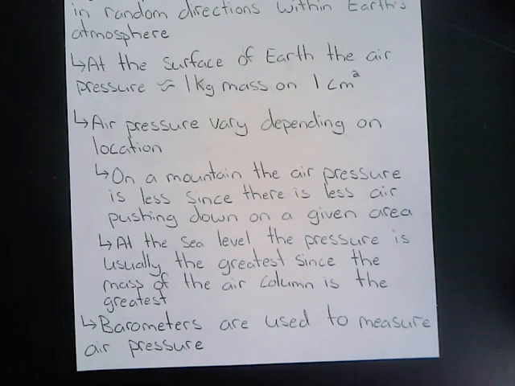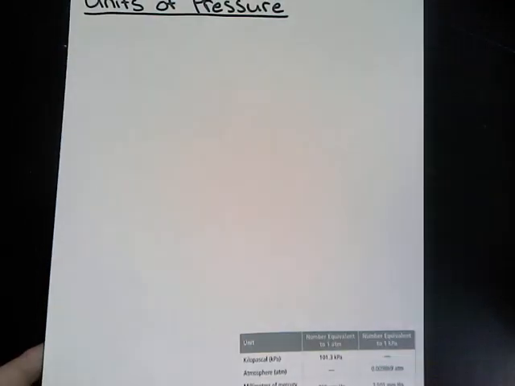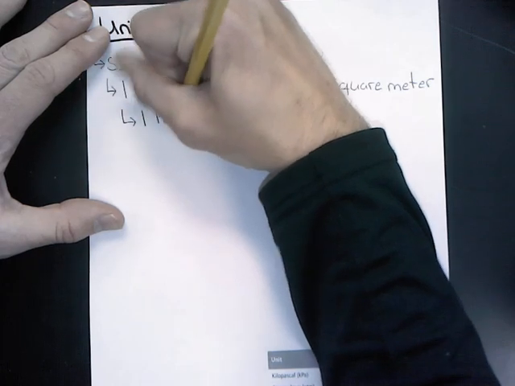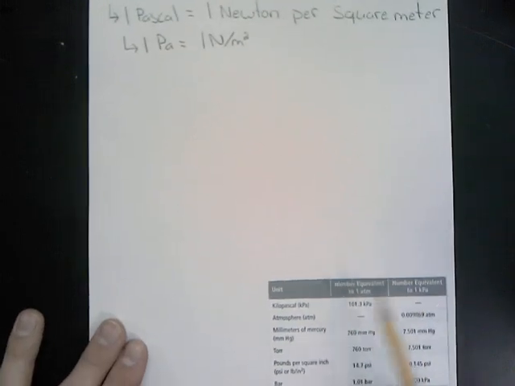Okay, so with all this business on pressure, we need to focus on the units of pressure that are used throughout our calculations. The SI unit for pressure is the Pascal, and 1 Pascal is equal to 1 Newton per square meter. If we want to abbreviate that, 1 Pa is equal to 1 capital N per meter squared.